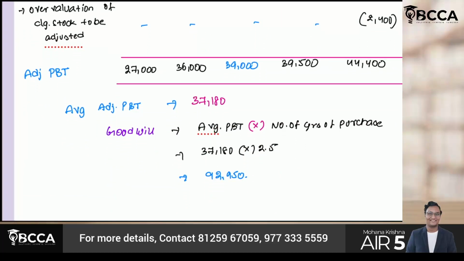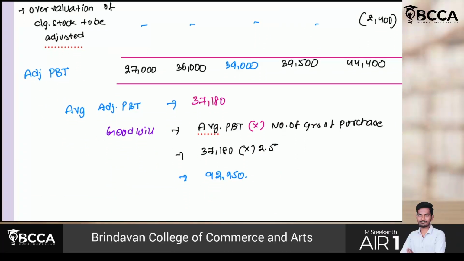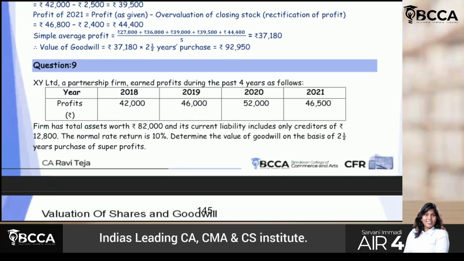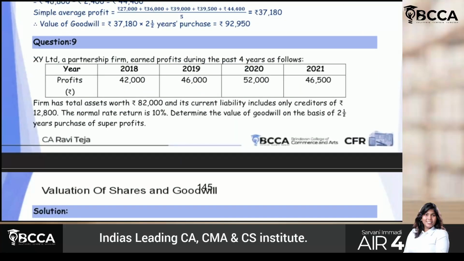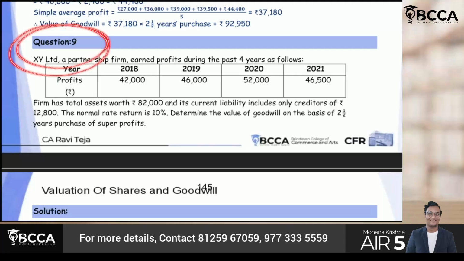So if you are done, let us quickly start the second question, which is question number 9. Question number 9, let us calculate.